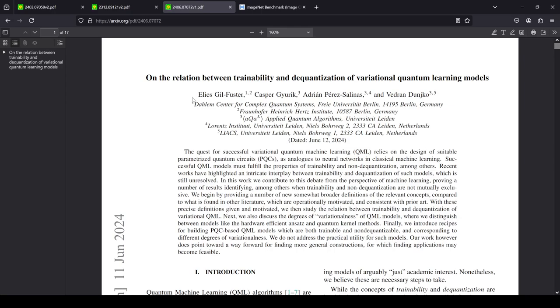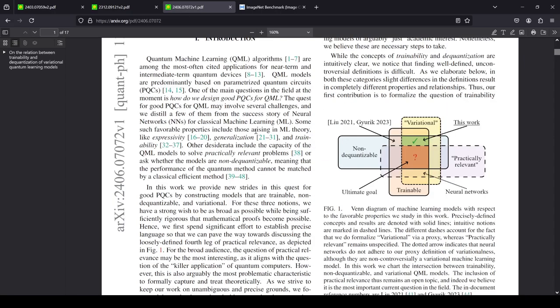So a lot of times it doesn't necessarily mean classically simulating a quantum tensor network circuit, but it might mean a quantum-inspired classical algorithm that performs as well. When people say dequantization, it doesn't necessarily mean a very specific thing, depending on how people talk about it. And so this is related though, right? We have this figure where we need trainable things that are practically relevant that aren't dequantizable. And so this is what we're aiming at.